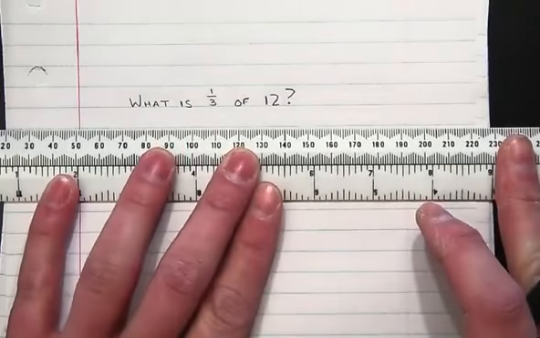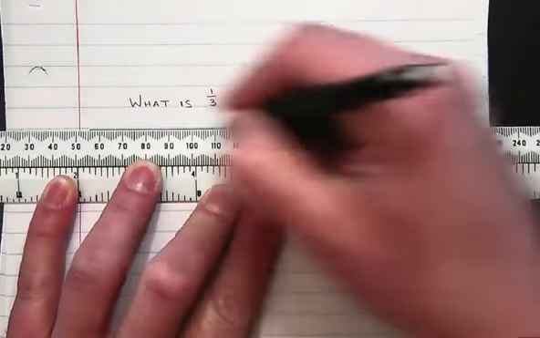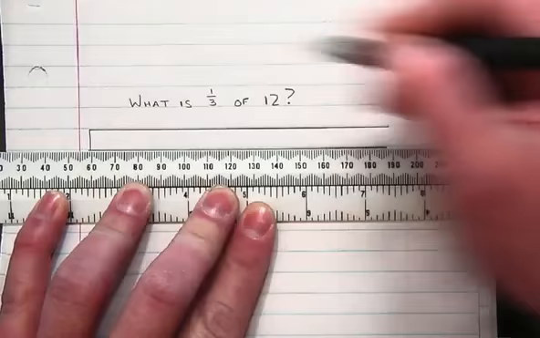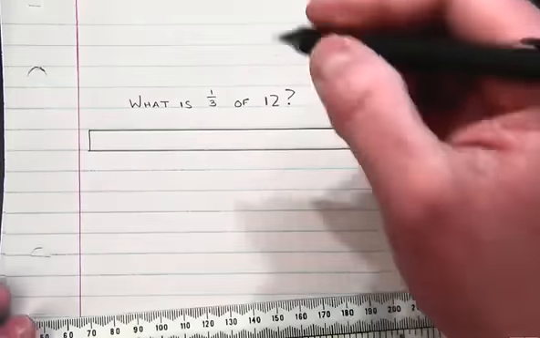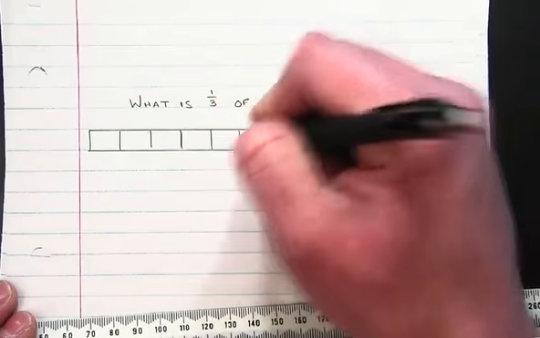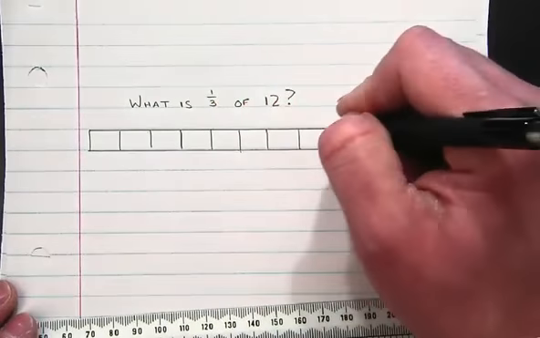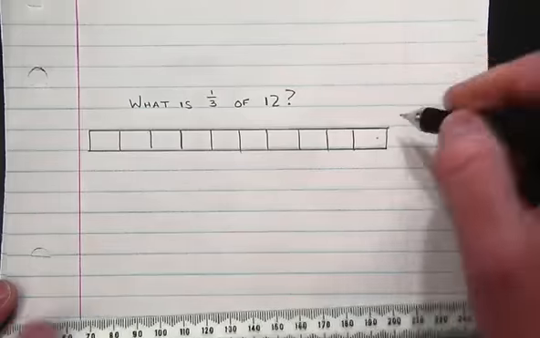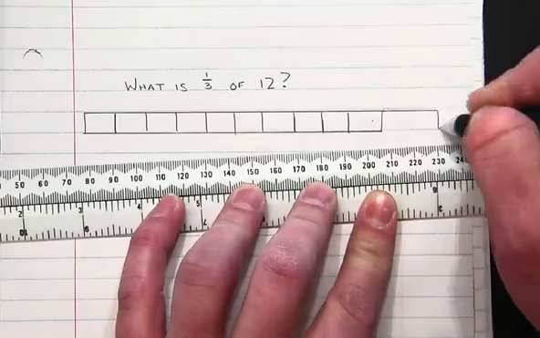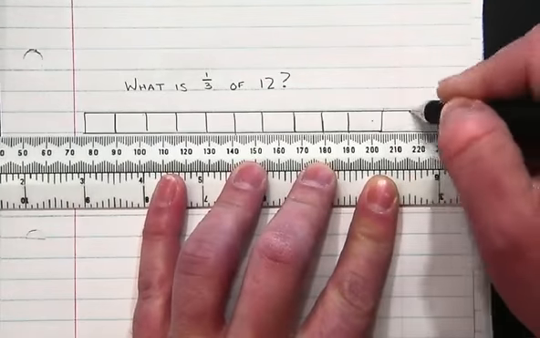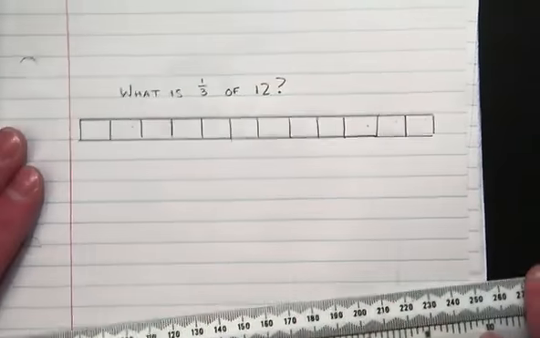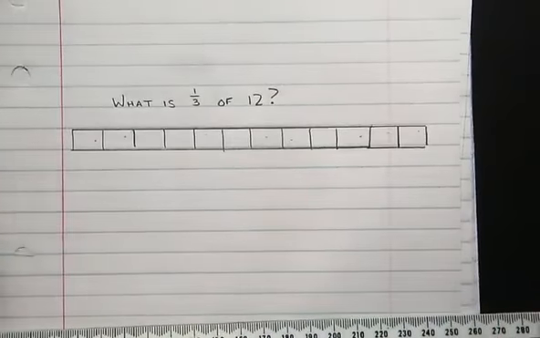And so what my job is going to be is I'm going to draw what we call a tape model. I'm going to break it into 12 pieces. Let's draw 2 more on at the end. Okay. 1, 2, 3, 4, 5, 6, 7, 8, 9, 10, 11, 12. We've got 12 pieces. Now we want to find a third of this.